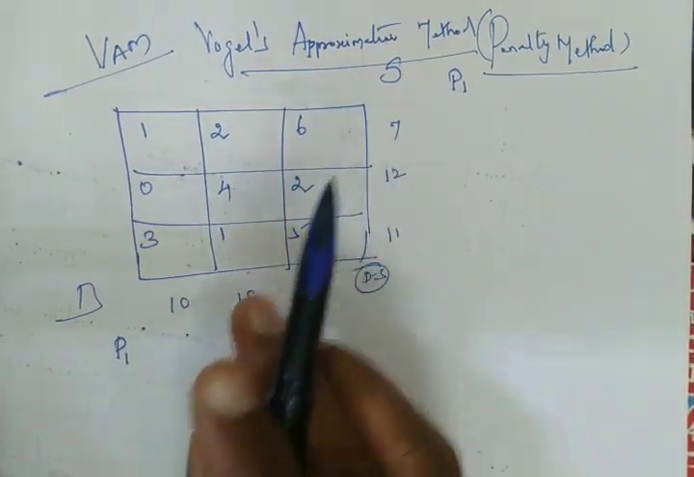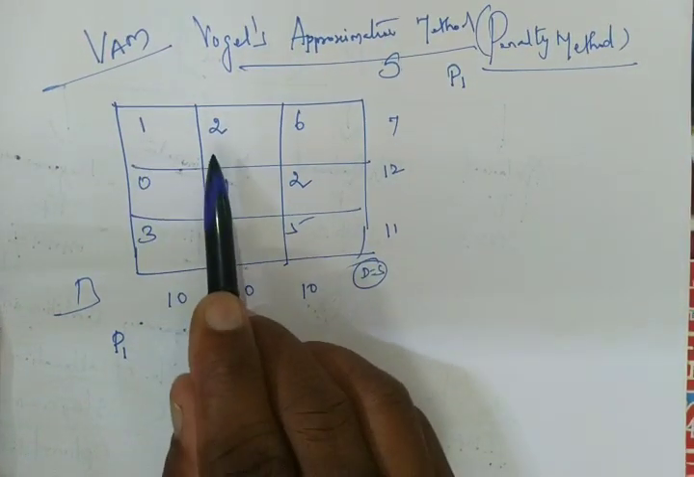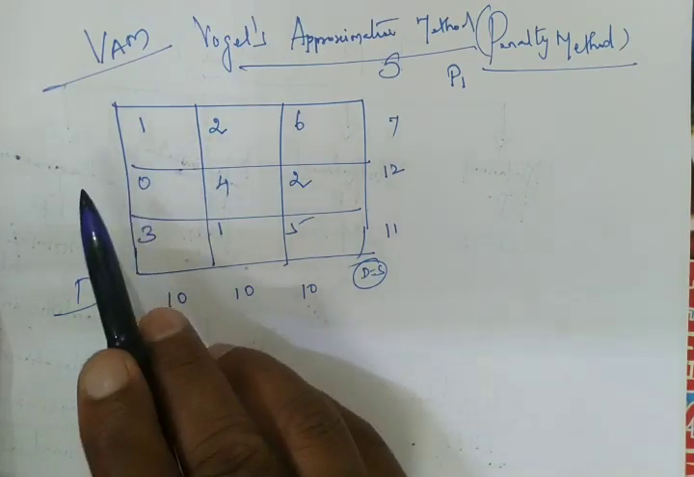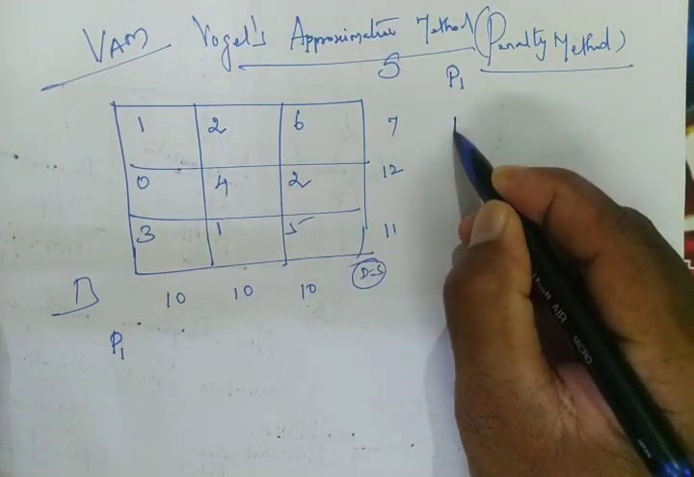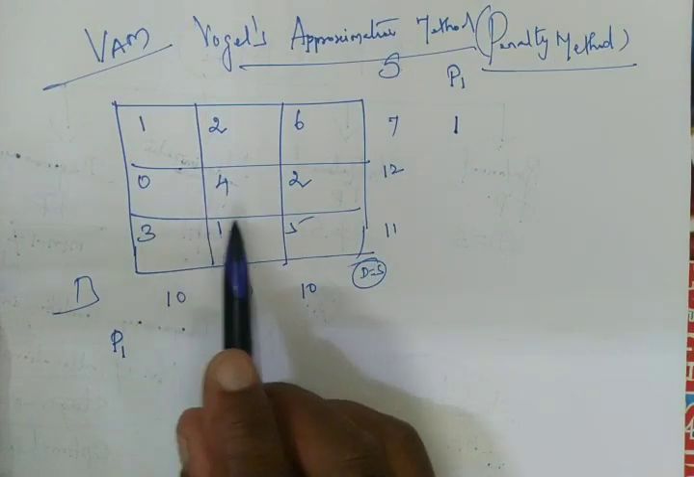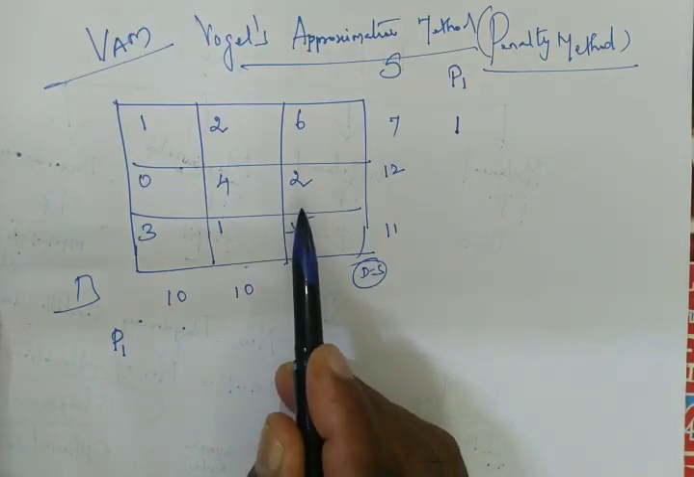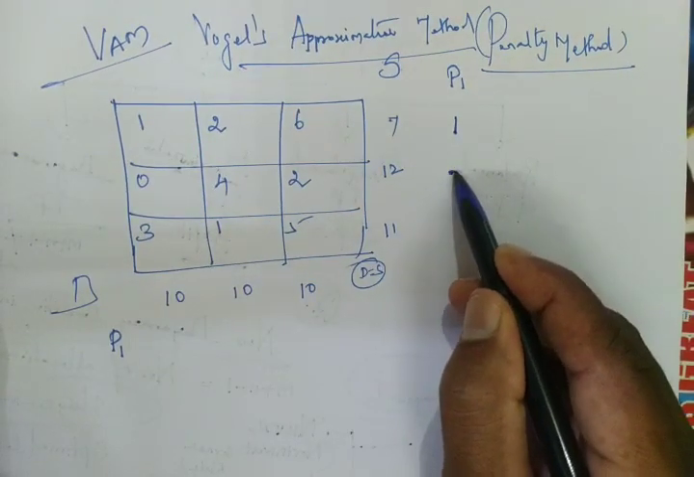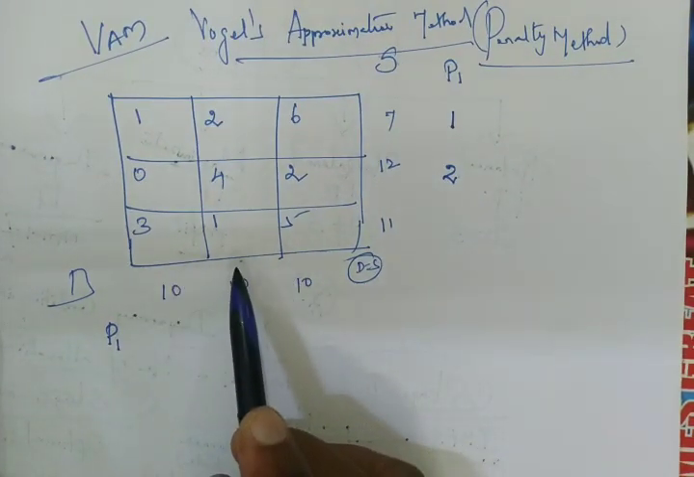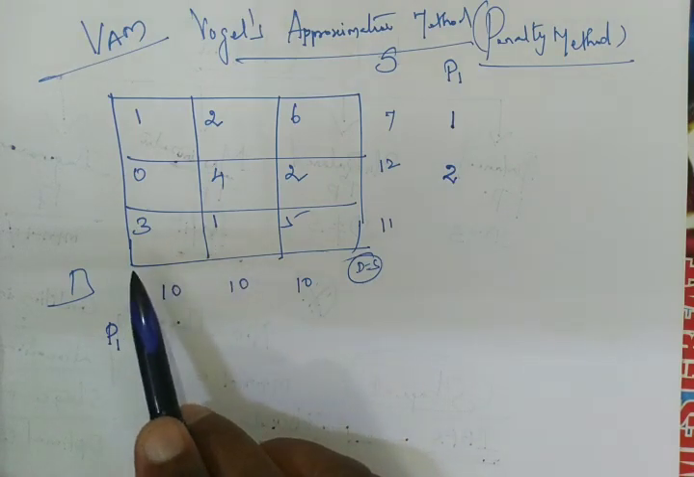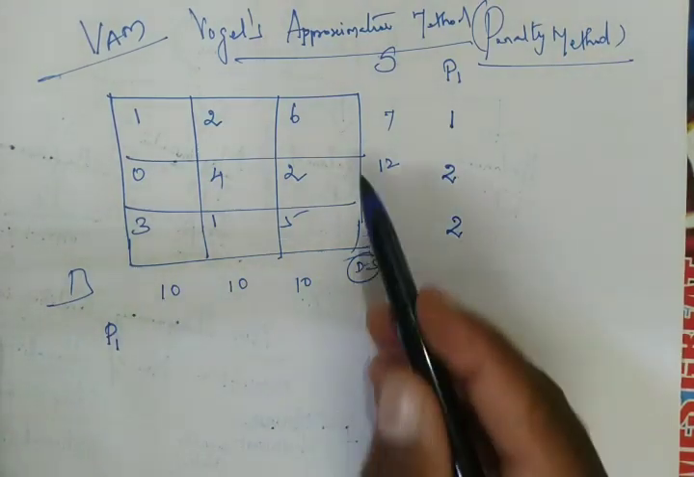You may have many values, so you select the first two minimum values. The first minimum value is 1, the second minimum value is 2. Second minus first, always. So 2 minus 1. Here the row 1 penalty, P1, comes to 1. In the second row, the first minimum is 0, the second minimum is 2. 2 minus 0, 2. Similarly, in the third row, the first minimum is 1 and the second minimum is 3. 3 minus 1. Always second minus first.